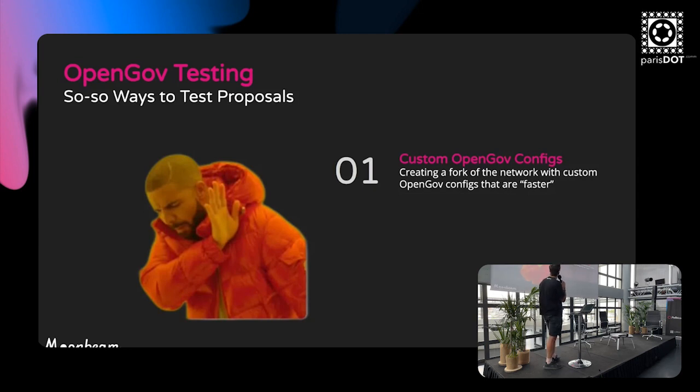So yeah, OpenGov testing. There are so-so ways to test OpenGov, which all suck. They're not great. One of the ways you can do it, which is what I actually tried, is to create a clone of Moonbeam that has very fast setups for OpenGov. So the root track voting will be 1 minute, and then the enactment period, the phase 3, is like 5 blocks. And so that is possible.